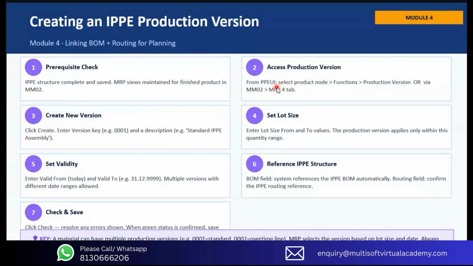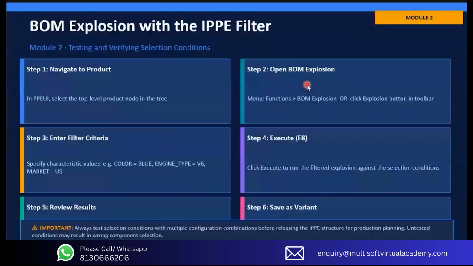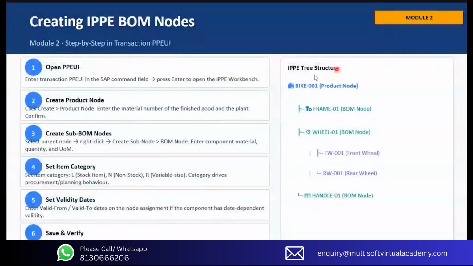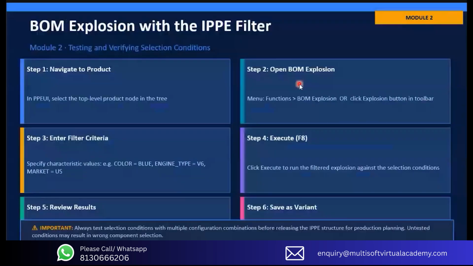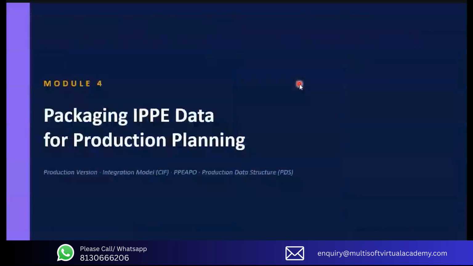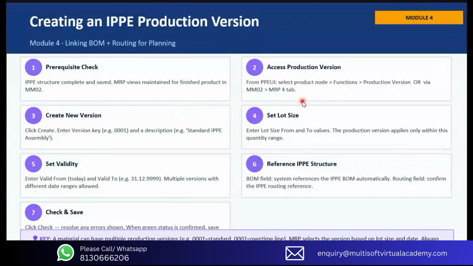From PPUI, select the product node. The product node is the first one, the finished product where you attached here. Byte 001 is your product node, under which you have the different components. You have the cursor here, select product node, functions. This is a way for navigation. Functions, production version, or via MM02.